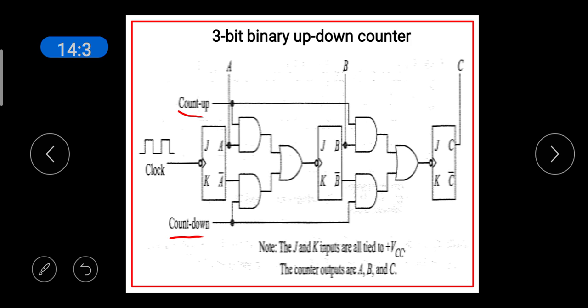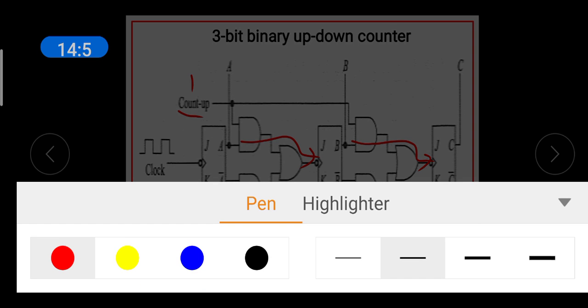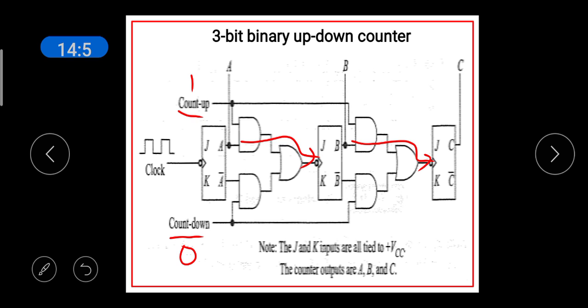Other inputs are A and A bar respectively for the first flip-flop and B and B bar respectively for the second flip-flop. When count up is 1 and count down is 0, A will be given as the clock pulse for the second flip-flop and B is given as the clock pulse for the third flip-flop. Whenever count up is 0 and count down is 1, A bar is given as the clock pulse for the second flip-flop, B bar is given as the clock pulse for the third flip-flop.